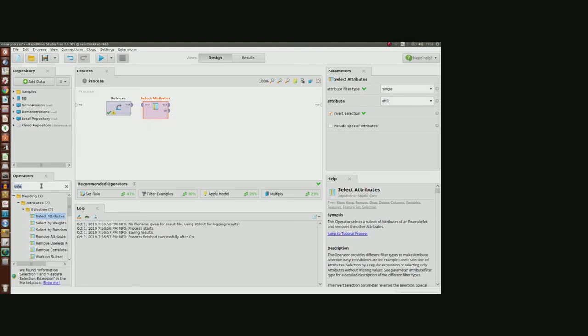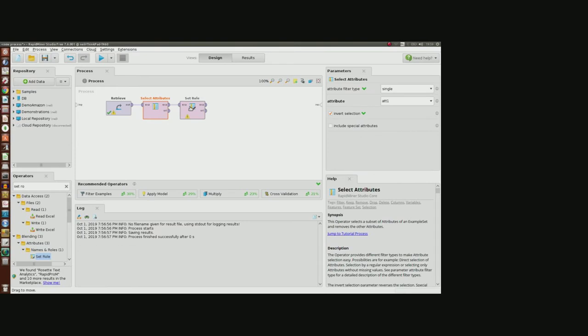Then what I need to do, so this is labeled training data, their risk classification is the outcome that we want to predict. So we're just going to set the role of that risk column to be our label.